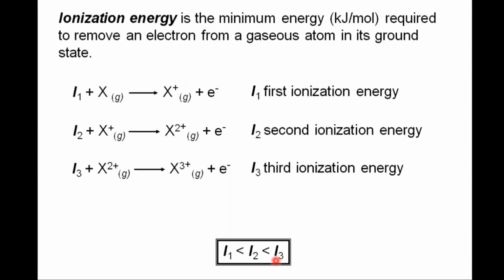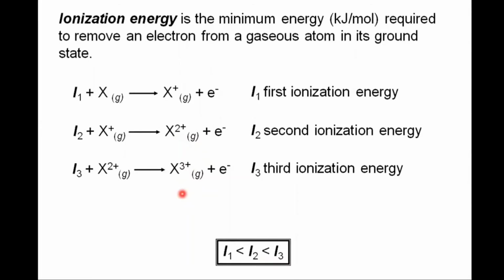So the ionization energy value increases, and it is difficult to remove an electron from the dipositive ion. Now when it forms a 3+ ion, it is much more difficult to remove an electron from this, because the force of the nucleus on the electron is very high.